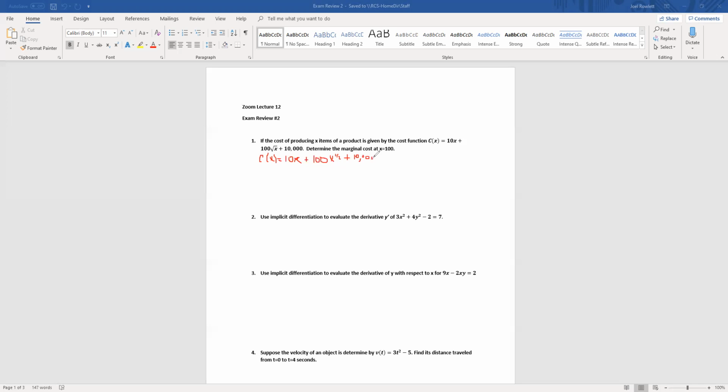And again, we need to take the derivative of the cost function, and that would give us the marginal cost. I guess I should say the marginal cost function. And the derivative of 10X is 10. And luckily, the derivative of 10,000 on the end there just zeroes out. And the derivative of 100 times X to the power of 1/2 is going to be 1/2 of X to the power of negative 1/2.